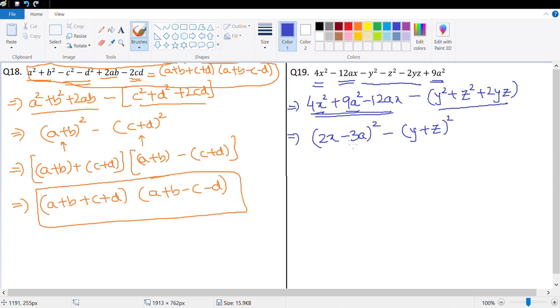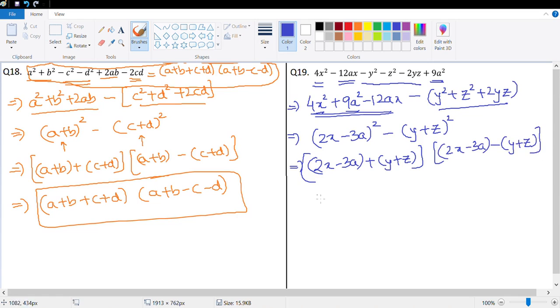Again, difference of two squares. So first term plus second term multiplied with first term minus second term. Let's open the small brackets. What we have is 2x minus 3a plus y plus z multiplied with 2x minus 3a minus y minus z. Right, nothing else can be factorized. So let's move on to the next one.